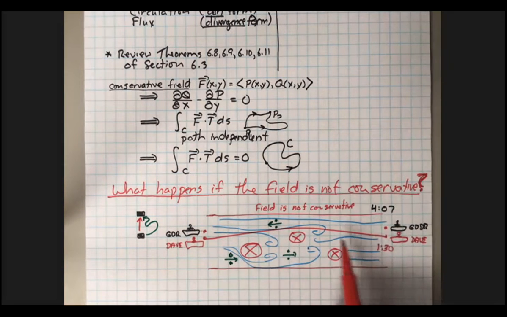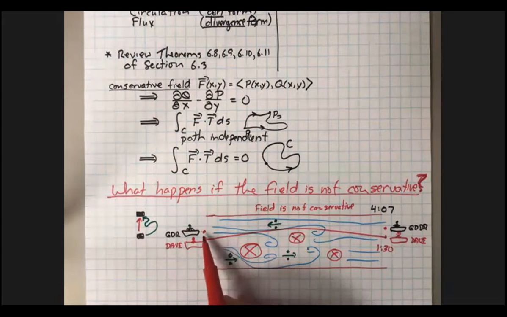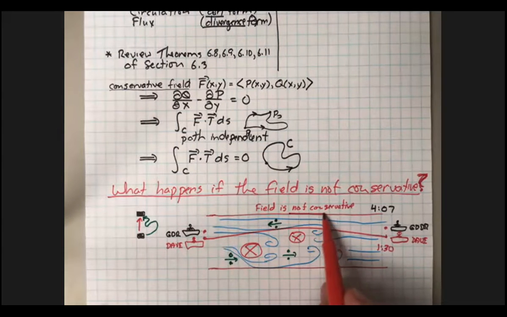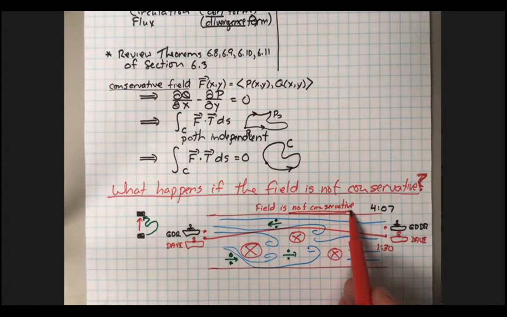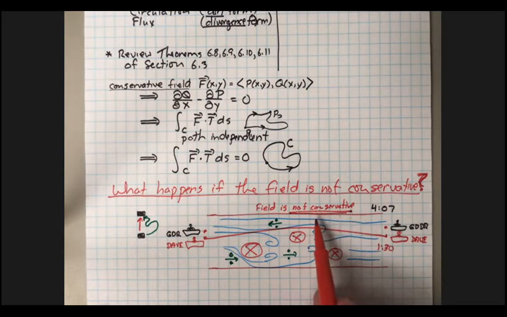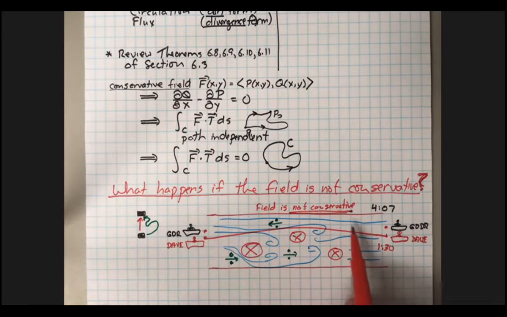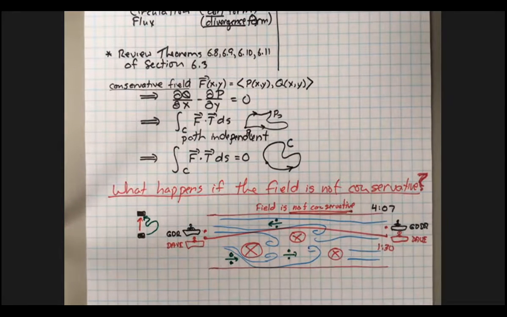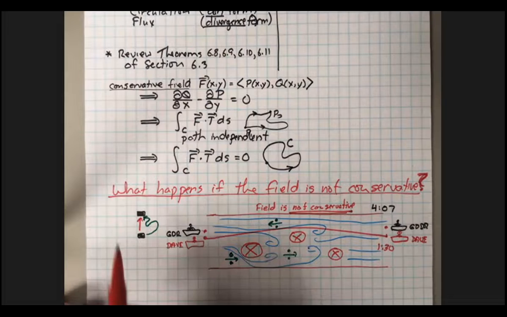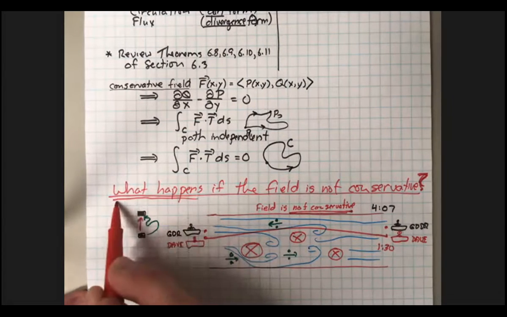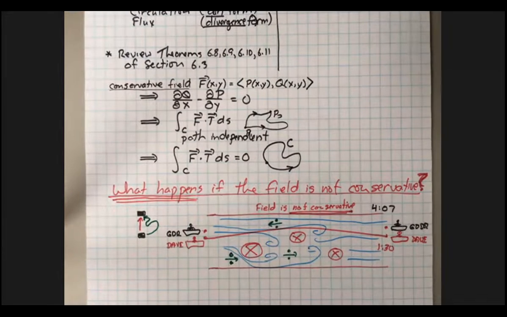So I only show this to you to give you a physical feeling of what it means to be in a field that is not conservative, and to tell you that I may want to study or do calculations about fields that are not conservative. I just can't throw them out and say, I'm not going to touch those. I'm not interested in those. So this is a serious question. What happens if the field is not conservative?